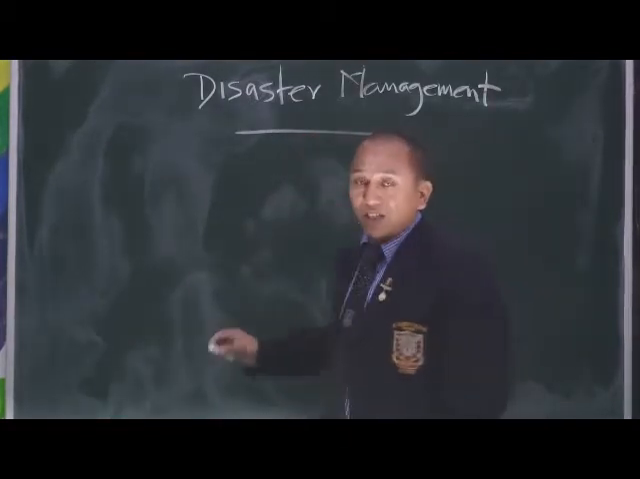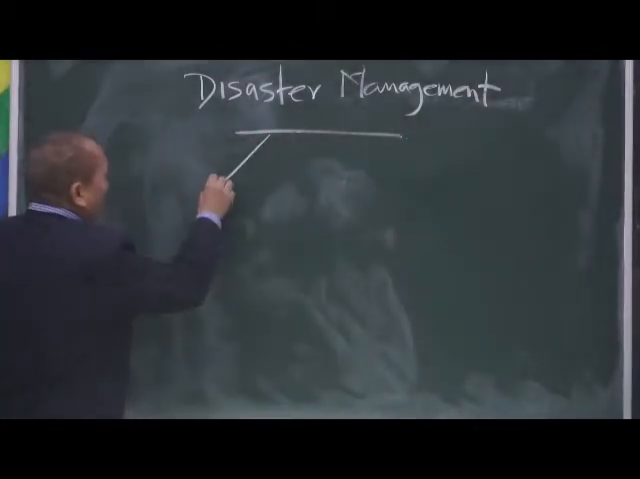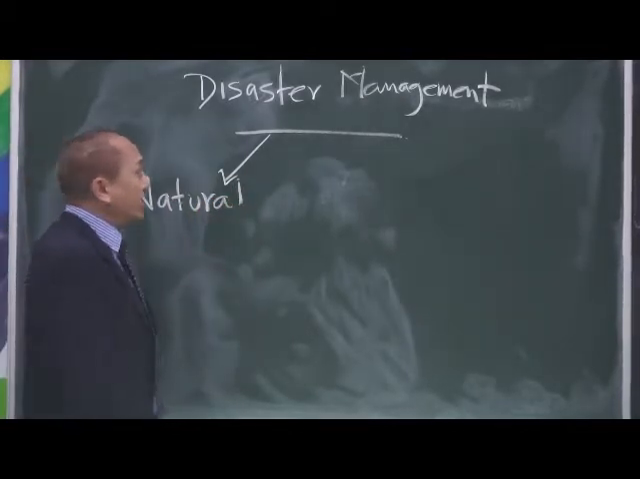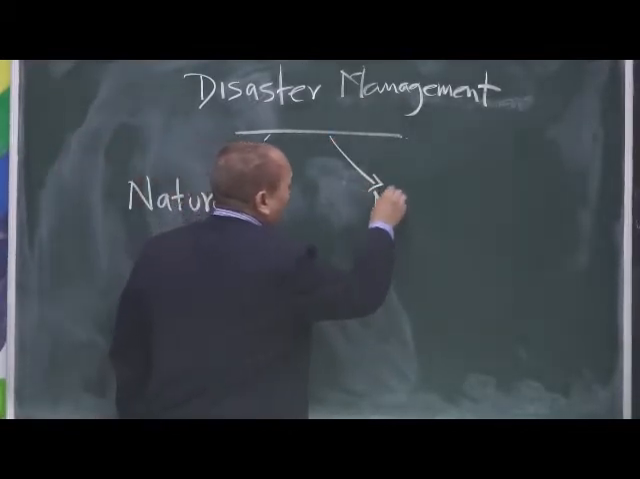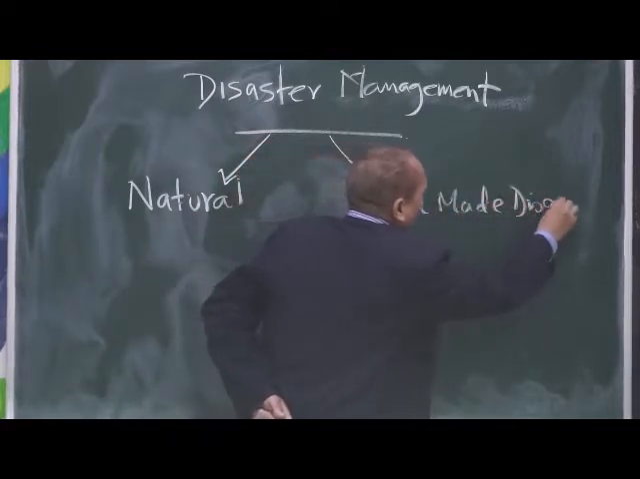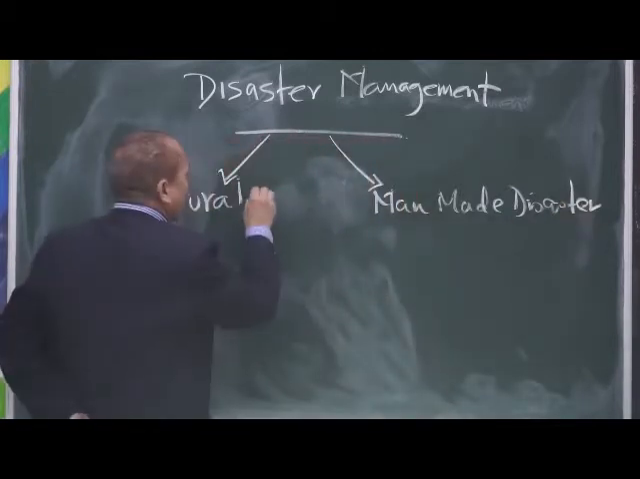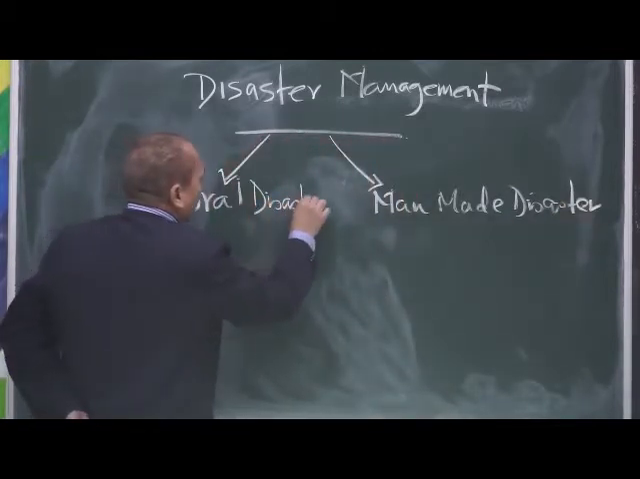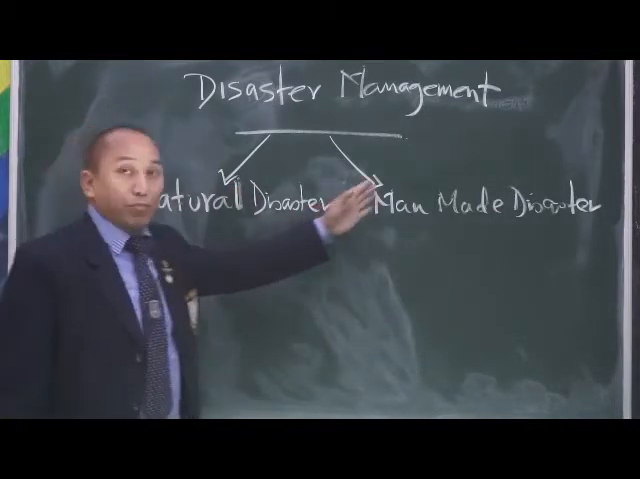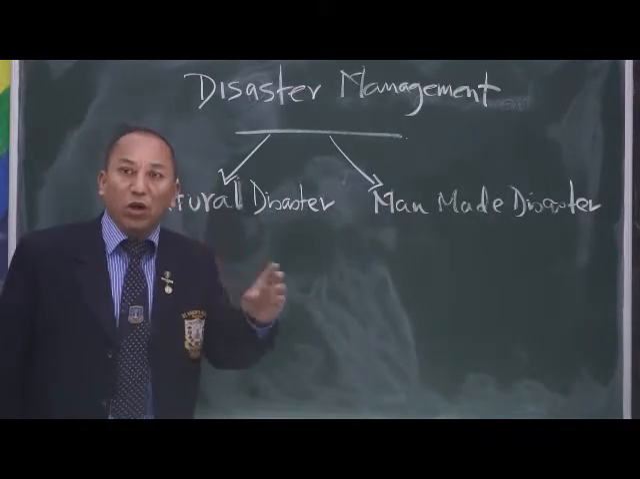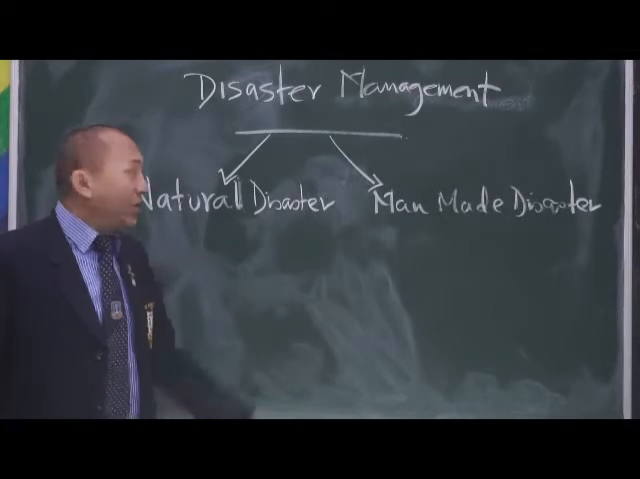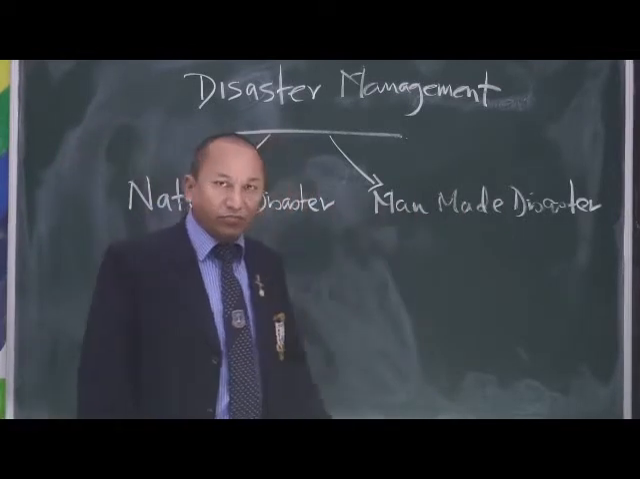Now, there are two types of disaster. One is a natural disaster, and the other one is a man-made disaster. See, there are two types of disaster. One is a natural disaster, and the other one is a man-made disaster.